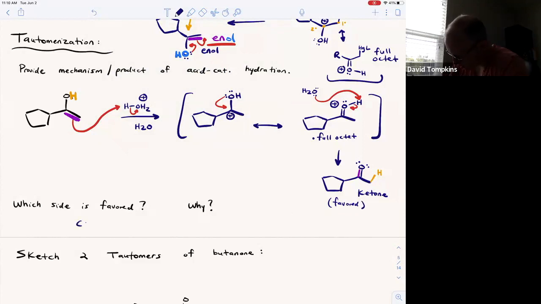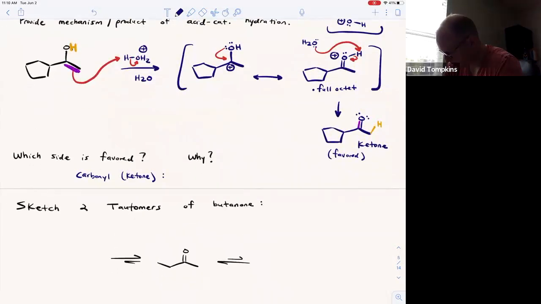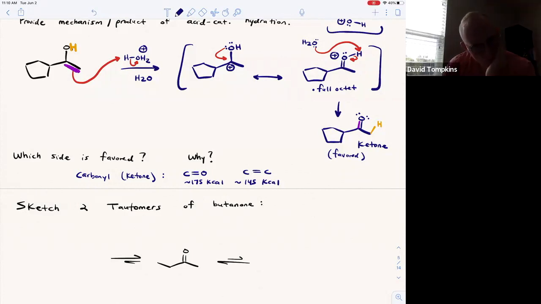So the carbonyl side, in this case, the ketone, is the more stable product. And that's generally true for most carbonyl compounds because C double bond O is much stronger than C double bond C. It takes 175 kcal per mole to break C double bond O, but it only requires 145 kcal per mole to break C double bond C. So the equilibrium favors the ketone.